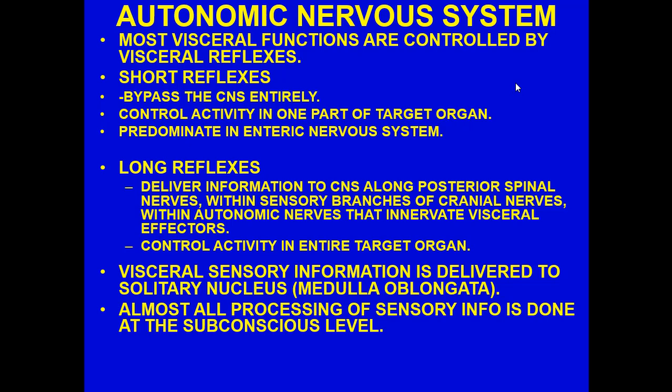For long reflexes, they deliver information to the CNS along with posterior spinal nerves, within the sensory branches of the cranial nerves, within autonomic nerves that innervate the visceral effectors. They control the activity of the entire target organ. Now, the visceral sensory information is delivered to the solitary nucleus. Remember, that's the nucleus I didn't spend a lot of time on in the last chapter, but it's located in the medulla oblongata. Almost all processing of sensory info is done at the subconscious level.